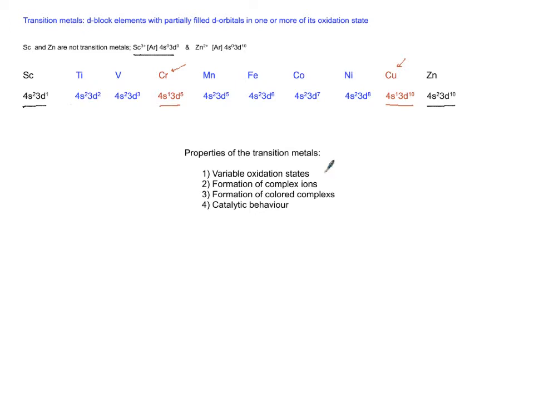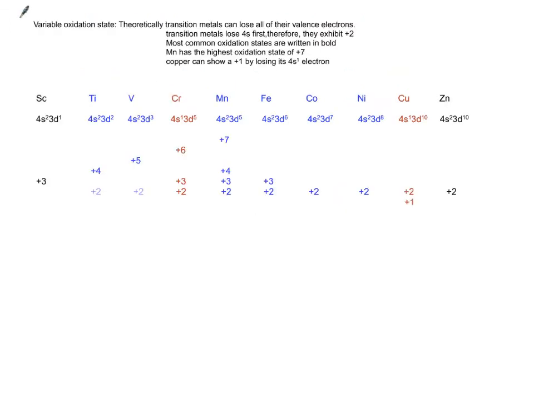The four properties of transition metals that you should know and defend and justify is, first is they have variable oxidation states, they form complex ions, they form colored compounds, and they are great catalysts. Now let's look at each one of them. The first one, variable oxidation state. Then again, realize these are all your valence electrons. Technically, you can lose all of them.